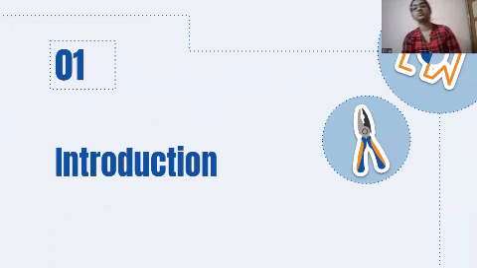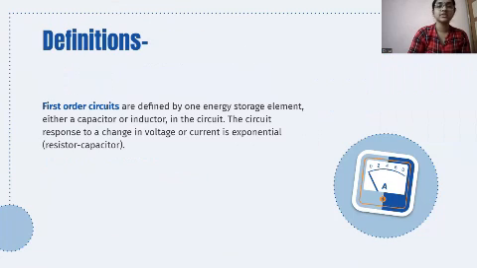Let us now come to the different definitions needed for understanding RC circuits. First, let us know about the meaning of first order circuits. First order circuits are defined by one energy storage element, which in our case is a capacitor in the circuit, and the circuit response to a change in voltage or current is exponential.